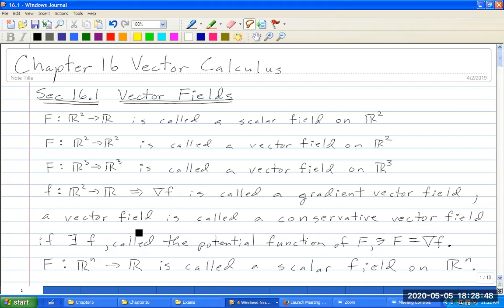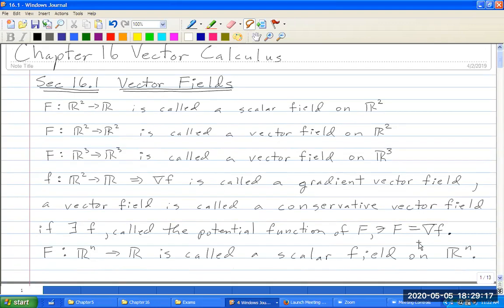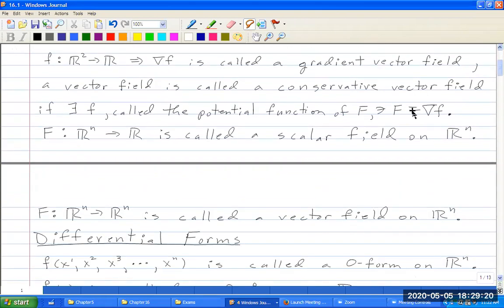A vector field capital F is called conservative if there exists some function little f, called the potential function of capital F, such that F is equal to the gradient of little f, or negative the gradient, depending on the negative in front of the potential function. But in mathematics, we don't have a negative sign.